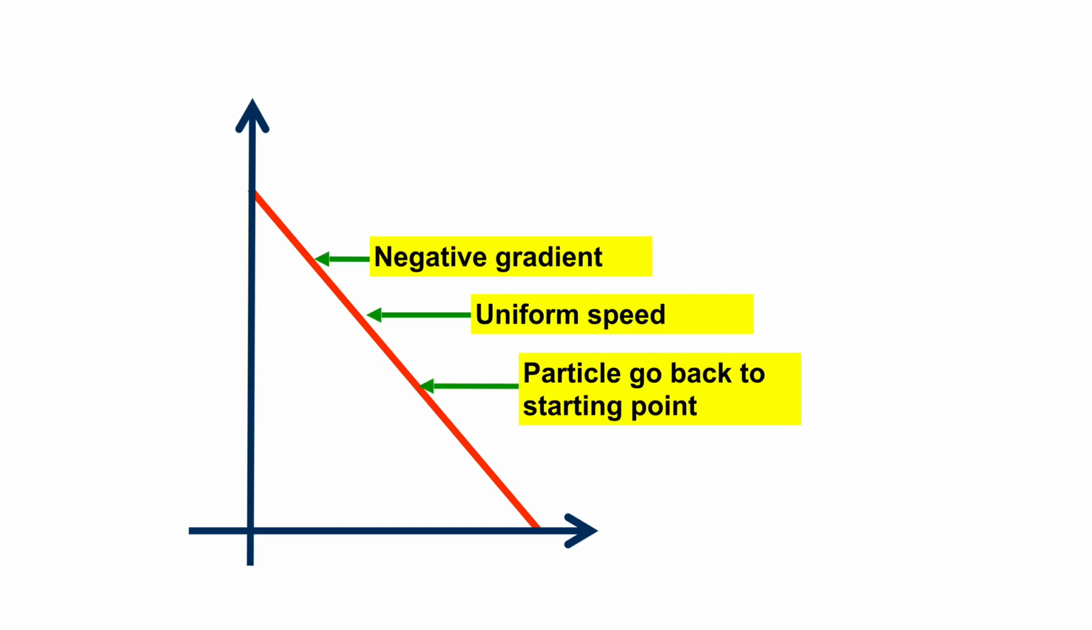Alright, for this graph, it seems like the line is going down. So we have a negative gradient. The line is slanting to the left. So we say it is a negative gradient and the speed is uniform. So it shows that the particle goes back to the original point, or the starting point.